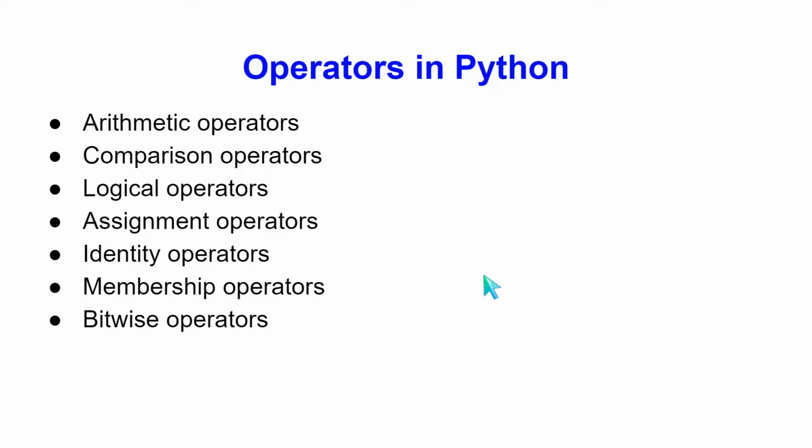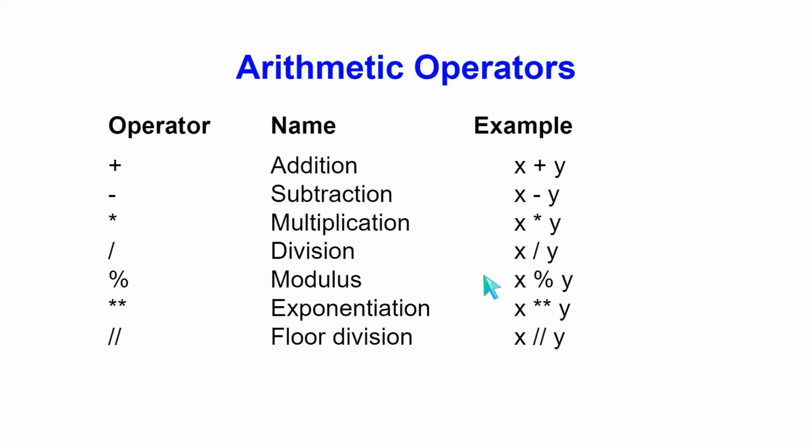So the first one in the list is arithmetic operators, and arithmetic operators are used to perform mathematical operations like addition, subtraction, multiplication, division, modulus, exponential, and floor division. So these are the operators, and these are their names, and this is an example of how to use it. Now in this case, this plus is an operator, and x and y are operands. Operands are the values on which operations are performed, and the operator is the symbol which is used to perform the operation. Now let's see these operators in action.